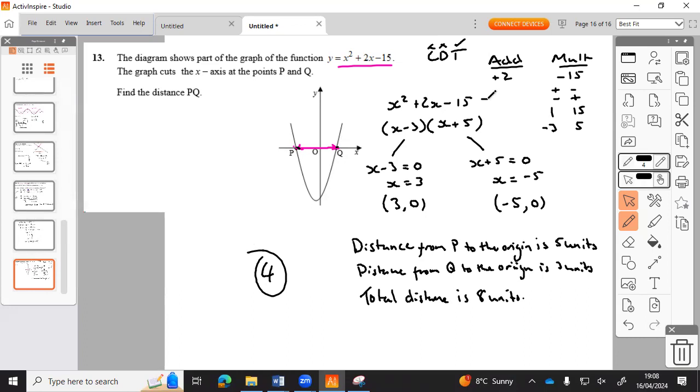And with these, when we're factorising, always equate that to 0. Formula.